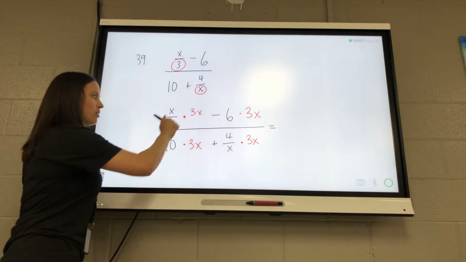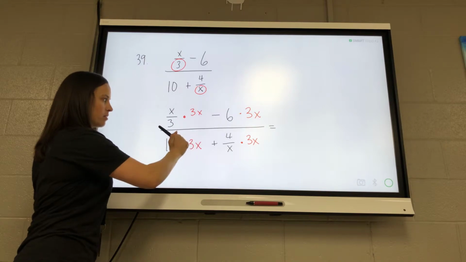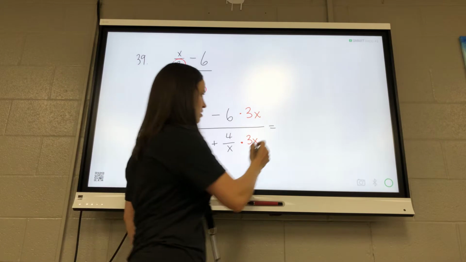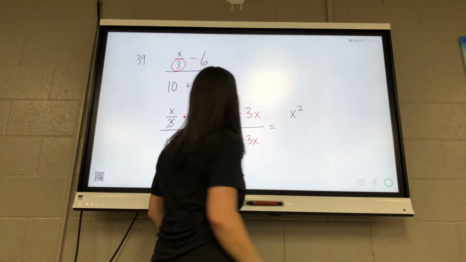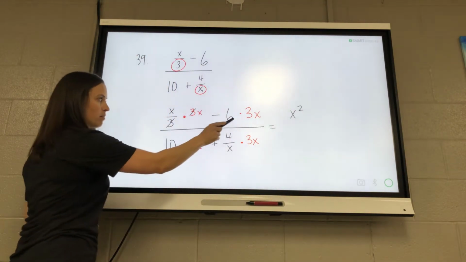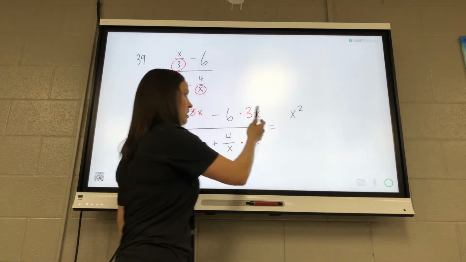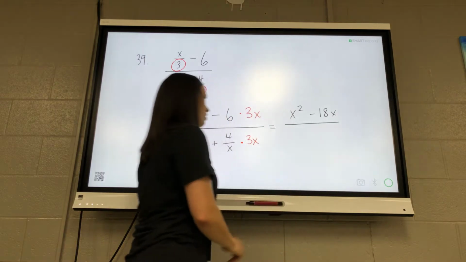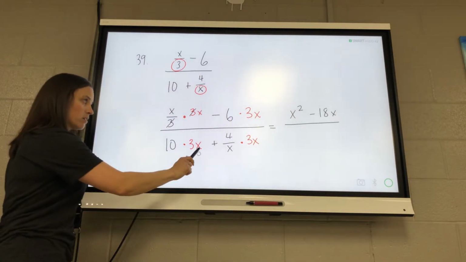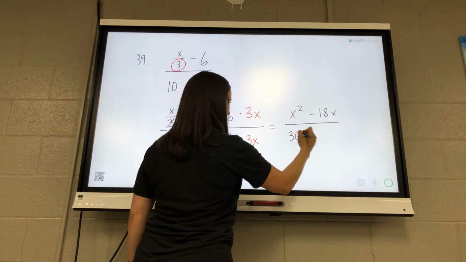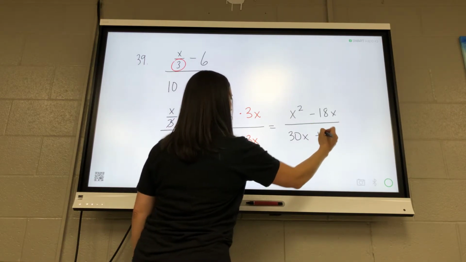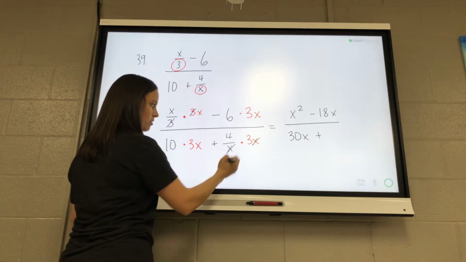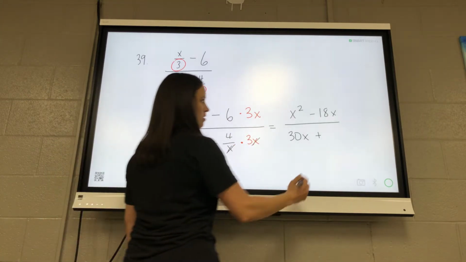Okay, so if we're looking here, I'm going to go ahead and cancel what I can. Right now I have a 3 on the top, 3 on the bottom. These can cancel. So my first term is x squared minus 18x over 10 times 3x, 30x, plus, okay, I'm going to cancel what I can. I have an x on the top, x on the bottom. I'm going to cancel that. 12.